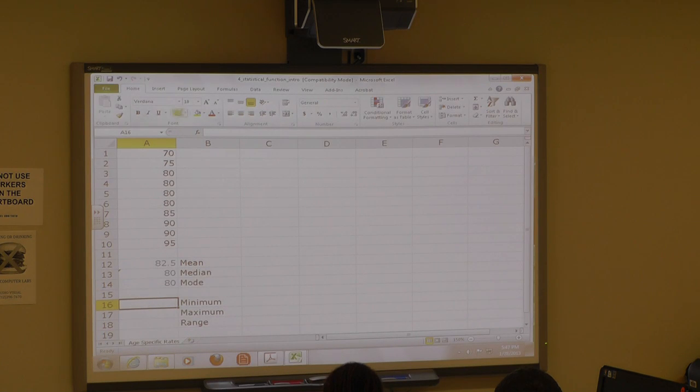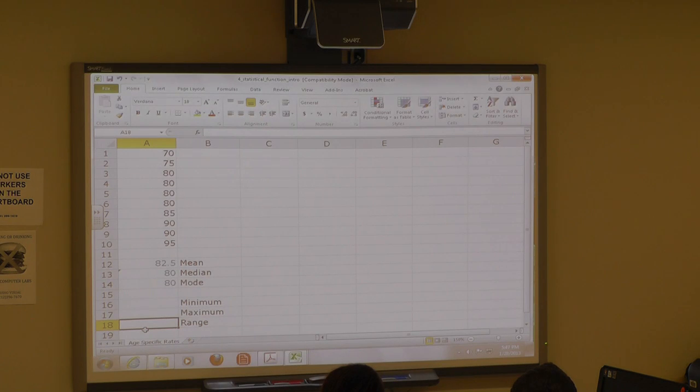How about the minimum? Well, one way I can do it is just look here. I know it's 70. There's a function called minimum. You could use that instead. If there's a lot of numbers, you don't have to sort the numbers. There's a function called maximum, which will tell you the highest number in a whole series of numbers. And range is just the difference between the minimum and the maximum. It's the range of numbers from the smallest to the largest, right? So in this case, it's probably 25, 70 through 95.